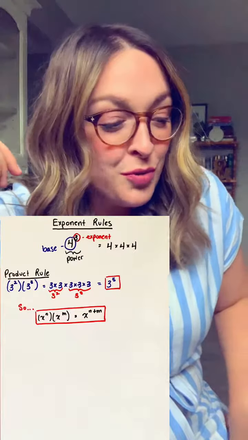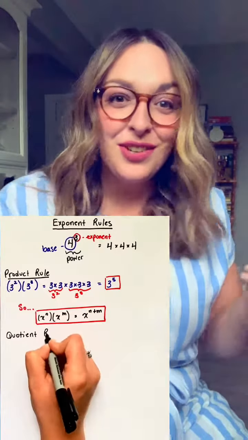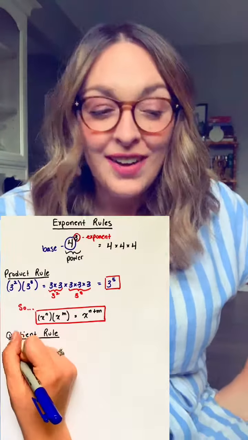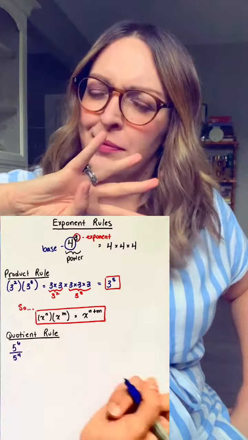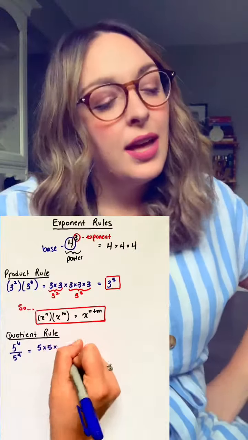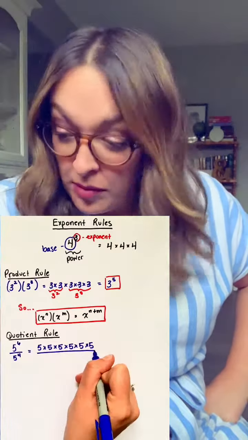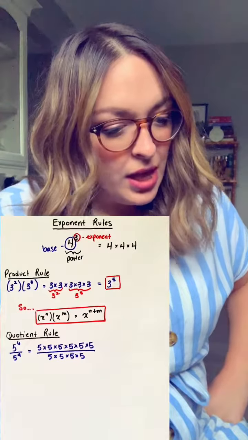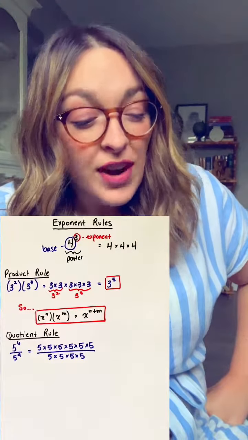Next we have the quotient rule. Quotient means to divide. So if we're dividing 2 things, the answer is the quotient. Say I had 5 to the power of 6 divided by 5 to the power of 4. What's 5 to the power of 6? It's 5 times 5 times 5 times 5 times 5 times 5. I got it 6 times. I had to double check. And then I'm going to divide that by 5 to the power of 4, which is 5 times 5 times 5 times 5.